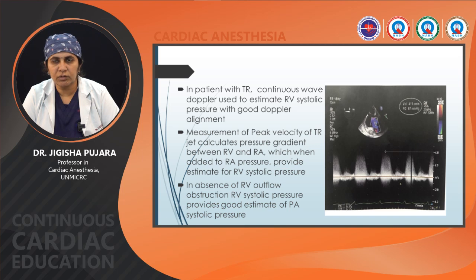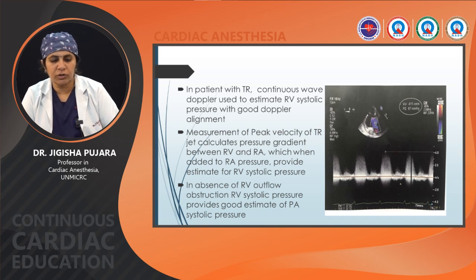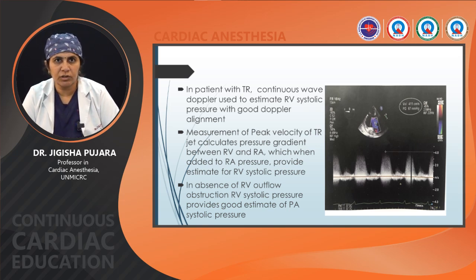We can just put the cursor over the tricuspid valve and take the measurement, and it is at 20 to 30 degrees of the multiplane angle. You can achieve this view with this image, with the color Doppler image. Measurement of the peak velocity of the tricuspid regurgitation jet can then be calculated. In the absence of RV outflow obstruction, RV systolic pressure provides a good estimate of the PA systolic pressure.